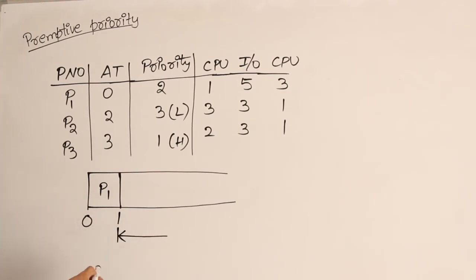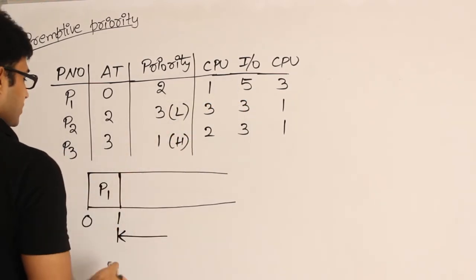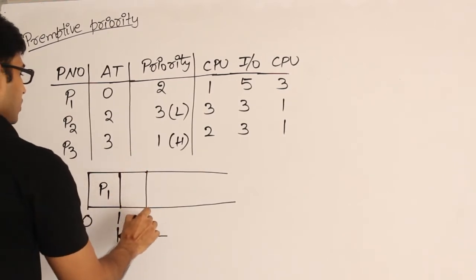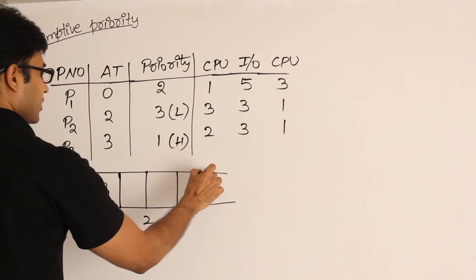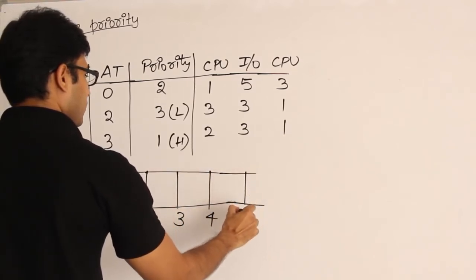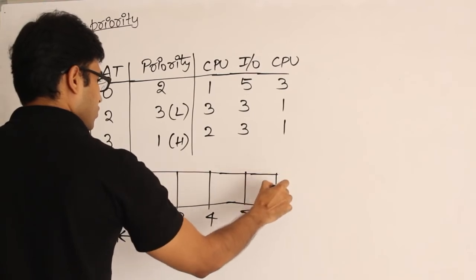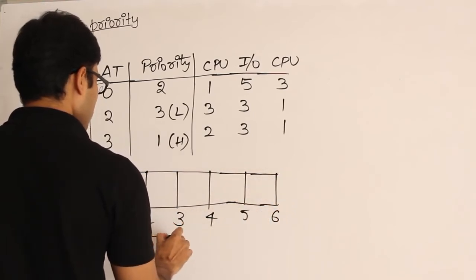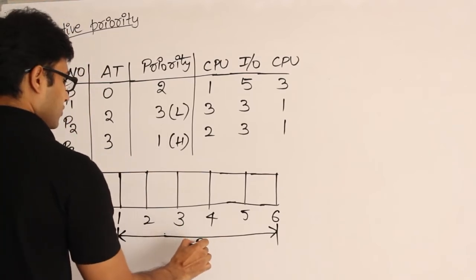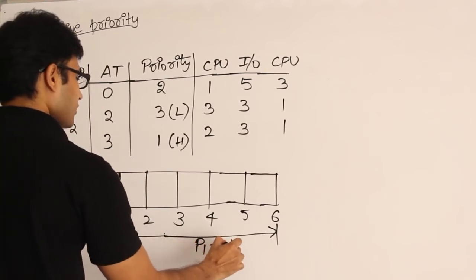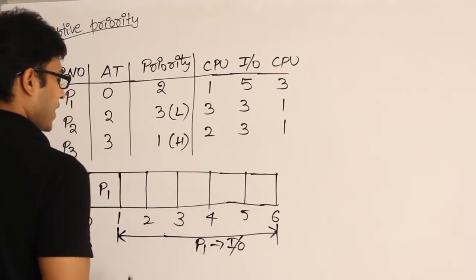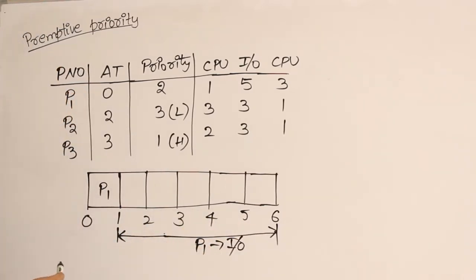And how long is it going for IO? It is going for IO for 5 units. From 1 plus 5 means till 6, therefore 2, 3, 4, 5, 6. So till this point you should not consider scheduling P1 again, right? P1 is in IO here, which means it is blocked. Therefore from here to here you should act as if P1 is not there, right?